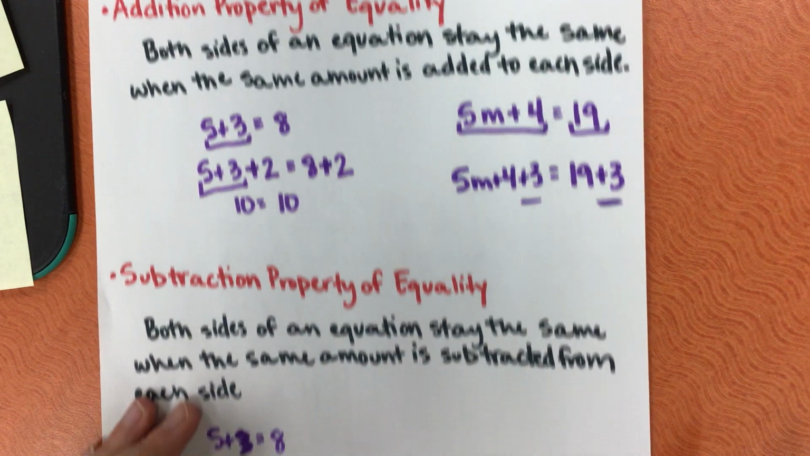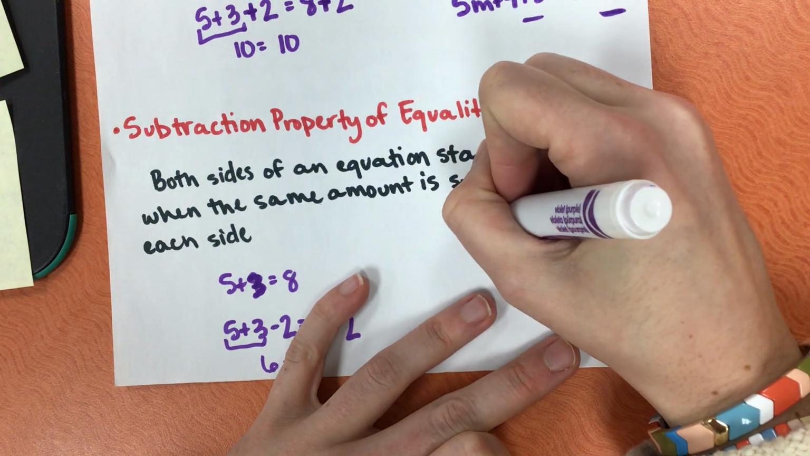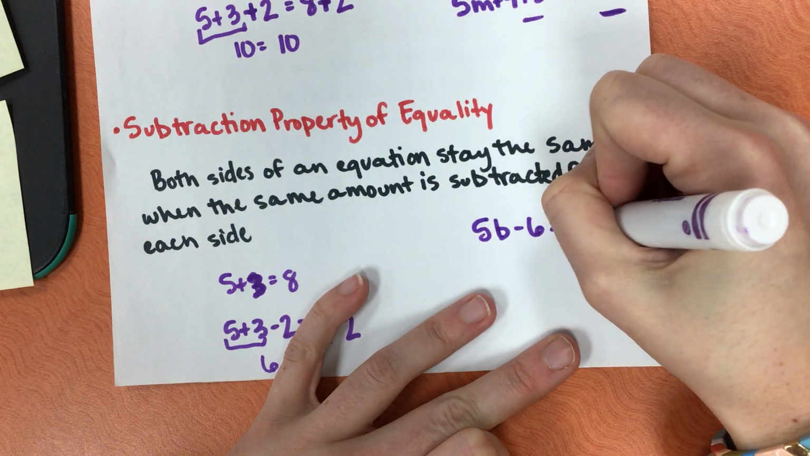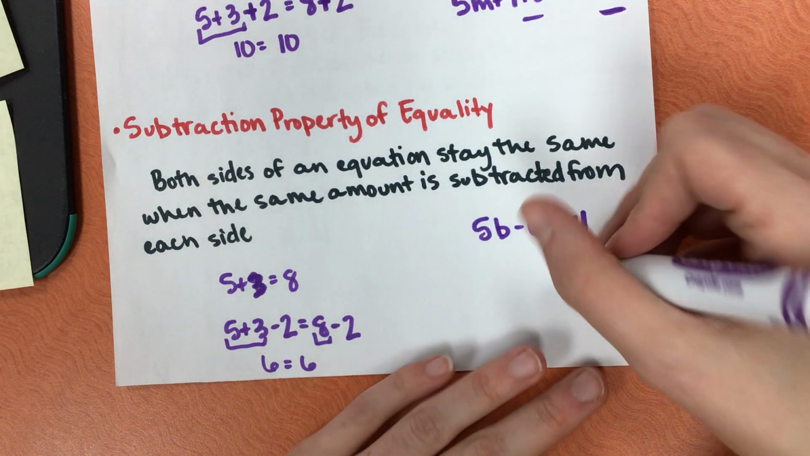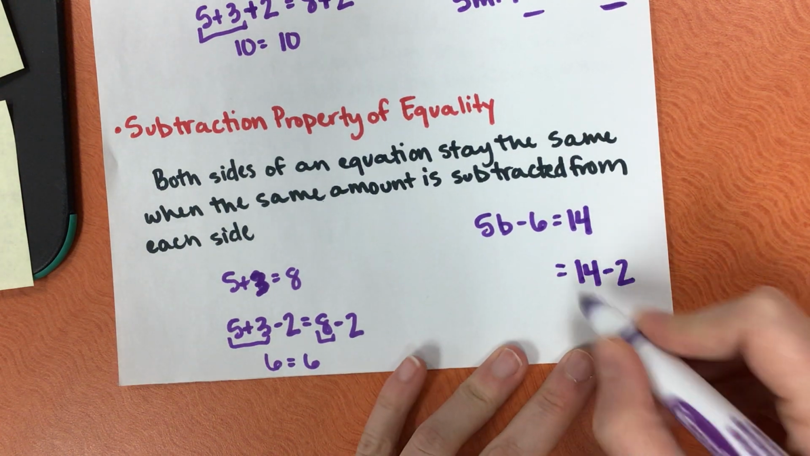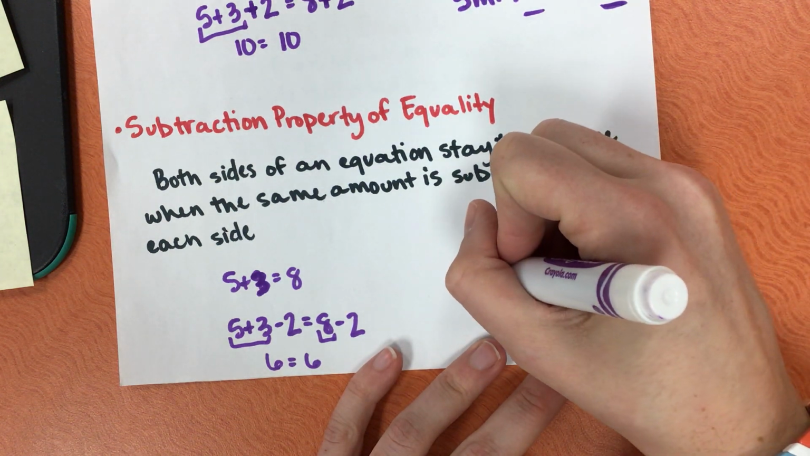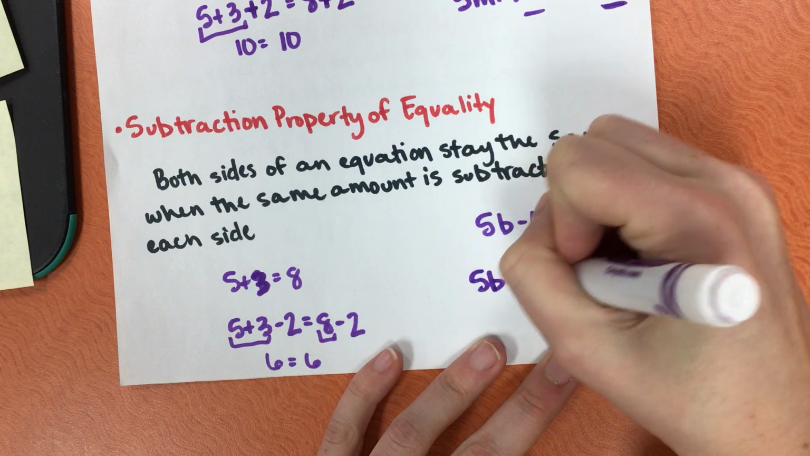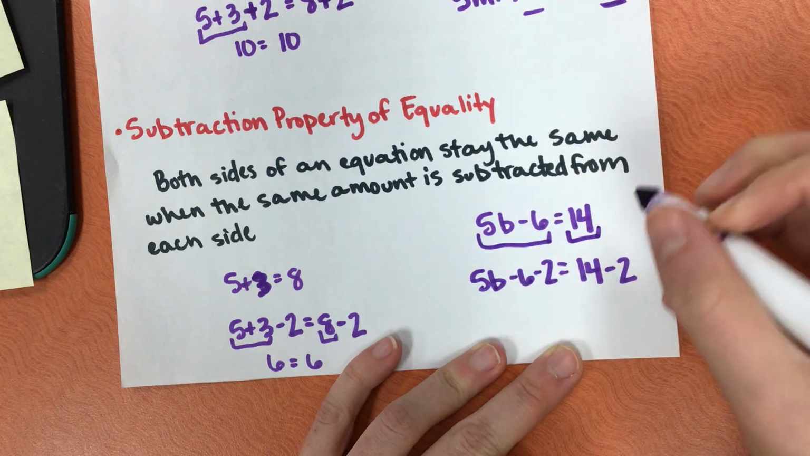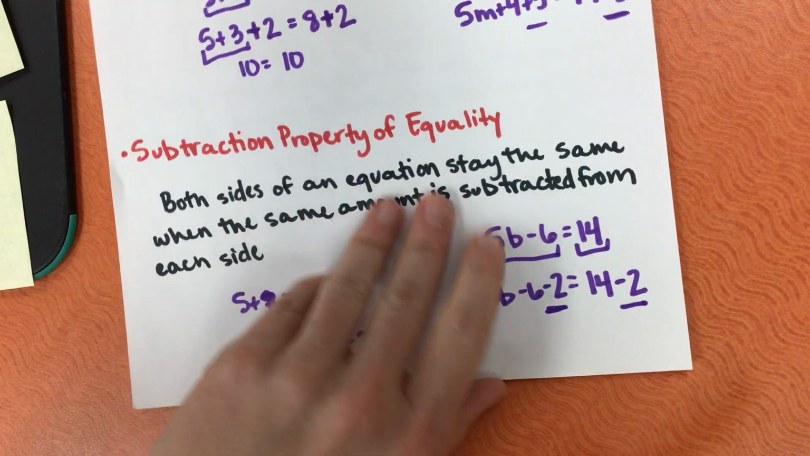For subtraction, if I had 5b minus 6 equals 14, and I changed the right side of my equation to be 14 minus 2, whatever I do to the right side, I have to do it to the left side. So I'm going to change it to be 5b minus 6 minus 2, because this part is equal to this part, so that means I have to do minus 2 to keep both sides of my equation true.